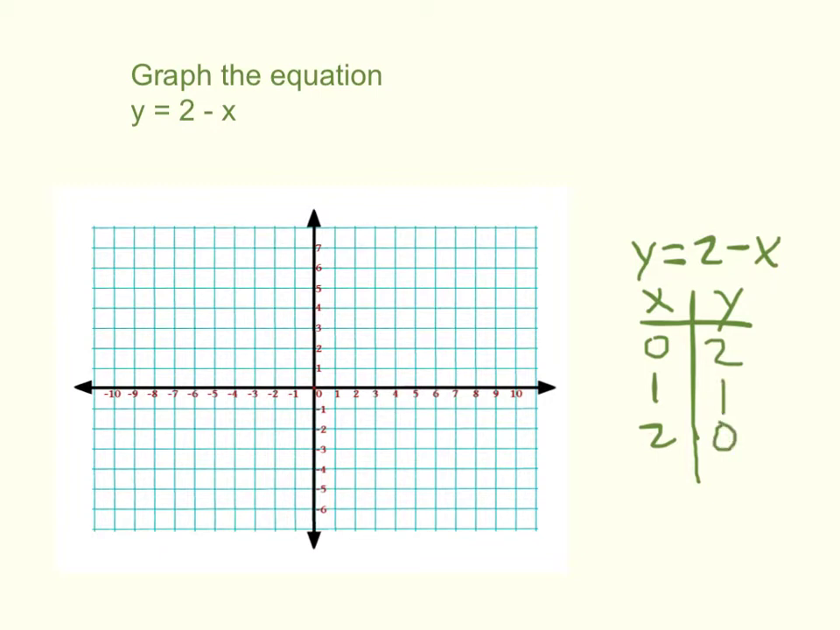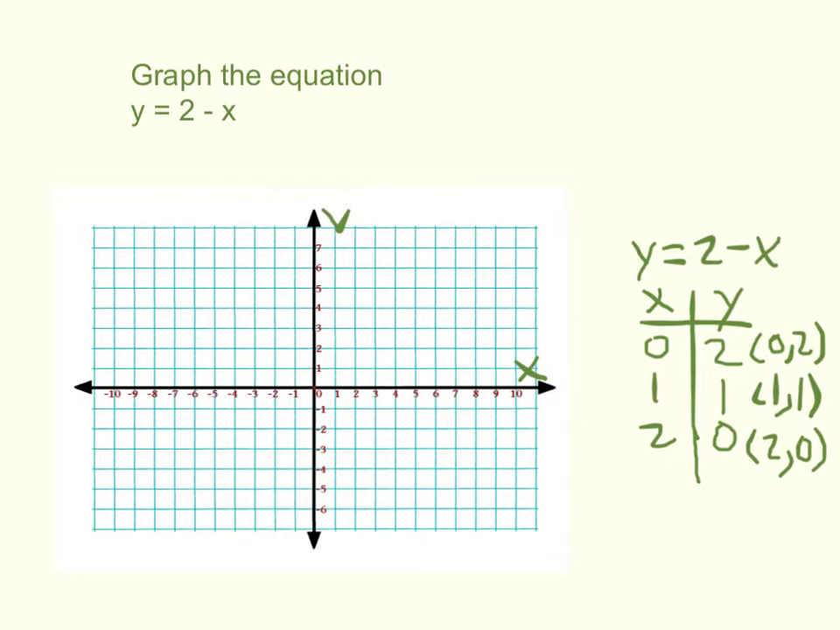And what I did is I plugged in those values right there. 2 minus 0, 2. 2 minus 1, 1. And 2 minus 2, 0. Next, I'm going to list my ordered pairs as being (0, 2), (1, 1), and (2, 0). After that, I'm going to plot those ordered pairs onto my graph, remembering it goes x and then y.